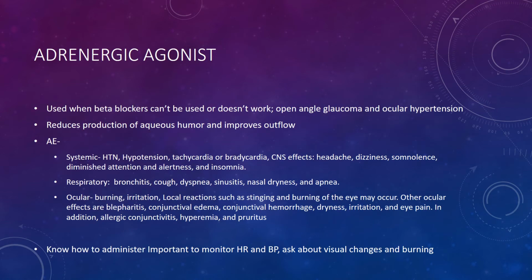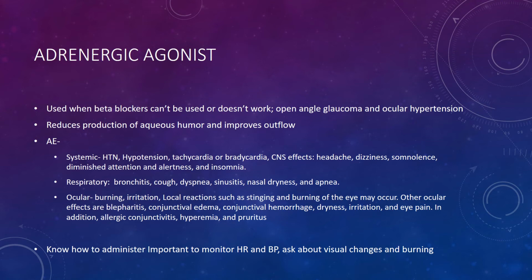Now, our adrenergic agonists are medications for glaucoma, and they are used when the beta blockers can't be used or don't work. It's used for open angle glaucoma and ocular hypertension. It reduces the production of aqueous humor and improves the outflow there. Now, adverse effects are pretty heavy duty with this medication. Systemic, and I always love it when you see this. It's like, oh, really? We can have hypertension, hypotension, tachycardia, bradycardia.